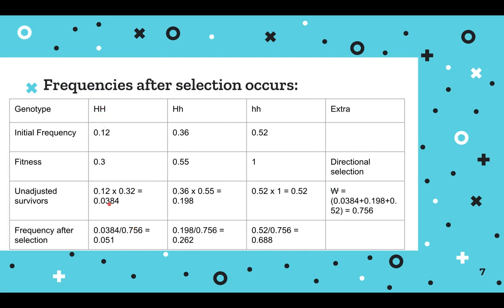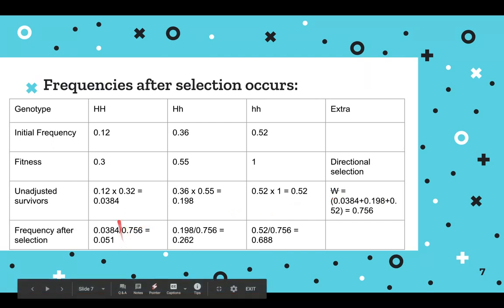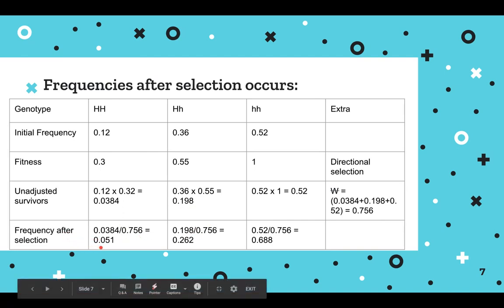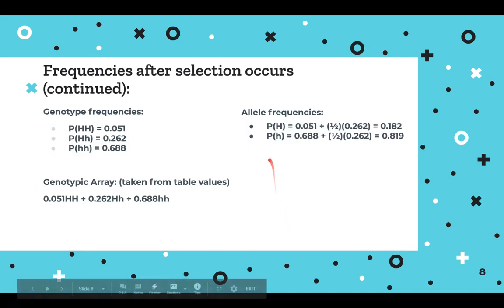For unadjusted survivors, we multiply initial frequency by our fitness values to get these values, and then we add all those up to get our W bar value. We divide our unadjusted survivor values by our W bar value to get the frequency after selection, and that's how we make all these 3 numbers add up to 1. So these genotype frequencies we found in the table.